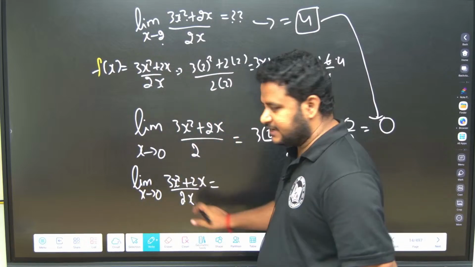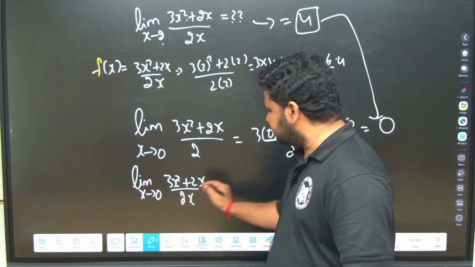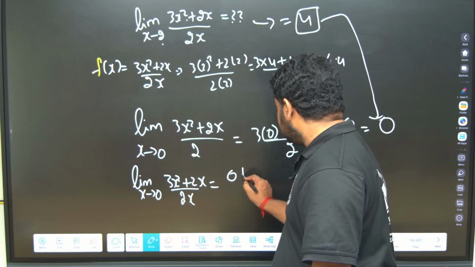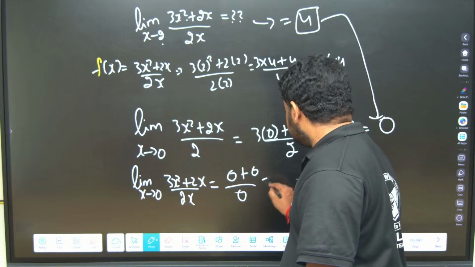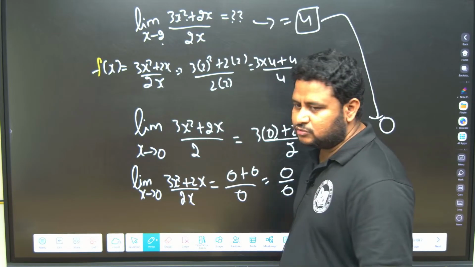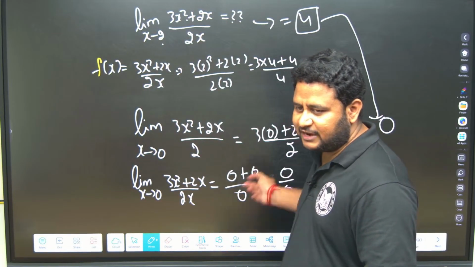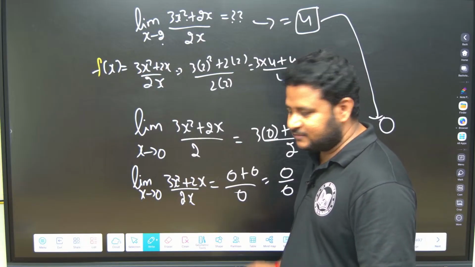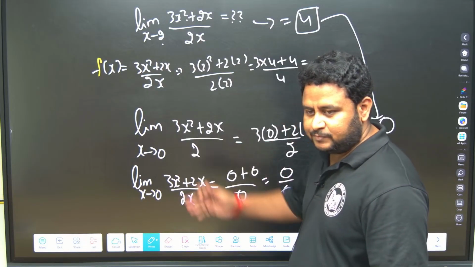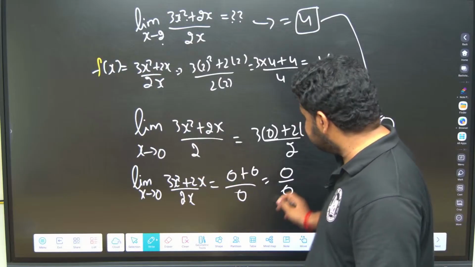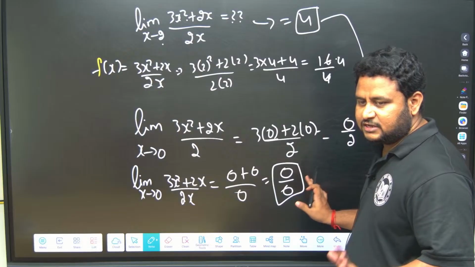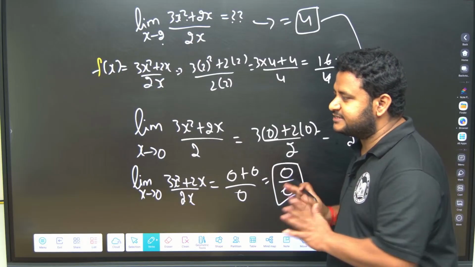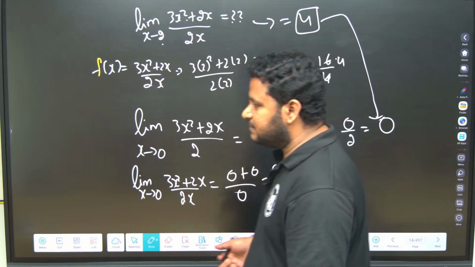But here, if I put 0, the numerator will become 0, and what happens to the denominator? The denominator will also become 0. So what will I get? 0 by 0. At school level, what have we learned? 0 by 0, we will write it as 0, or as infinity. But this is not infinity. Anything by 0 is infinity, but 0 by 0 is not infinity. 0 by 0 is 0 by 0 itself. So we are not able to determine what the value is.